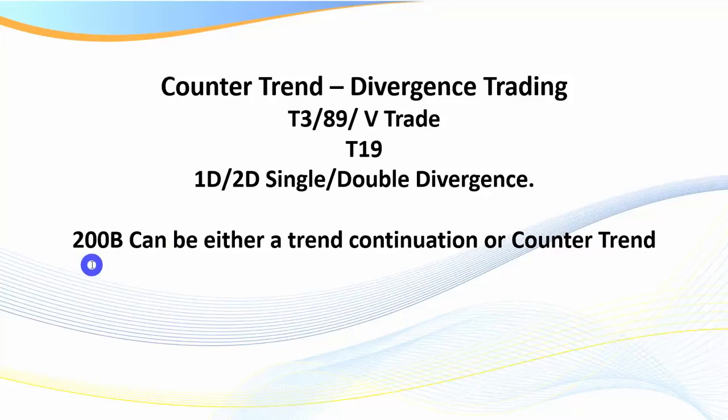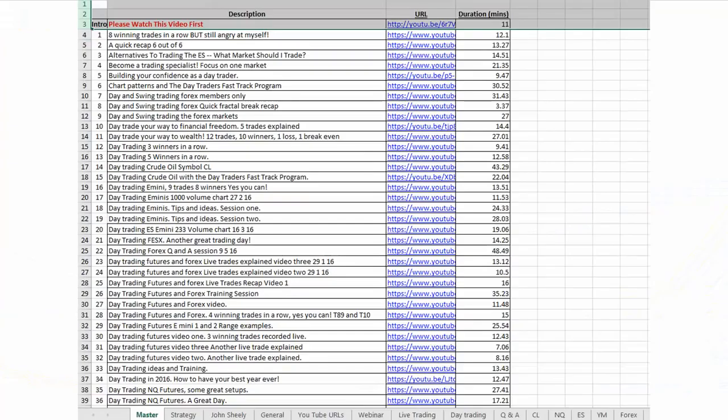Now for 200B, which I used to call a trend following trade, but the challenge with the 200, at times it's such a deep pullback to have a 200B that it's quite often the start of a new trend. It can be a counter trend trade. So that's why I've got it here on the counter trend area. So I'm not going to include the 200B as a trend following trade, because it's such a deep pullback.